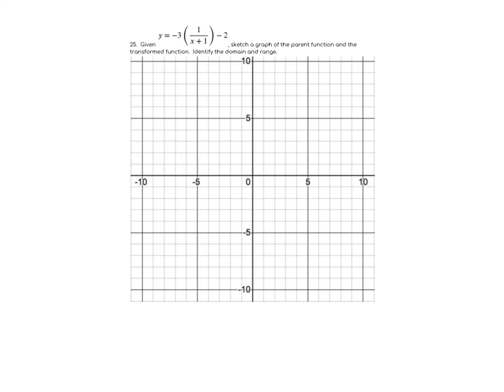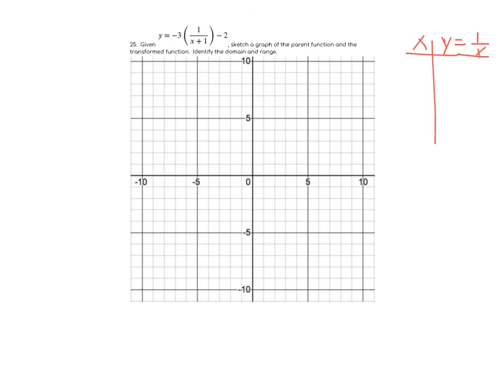Here we've got -3 times the quantity 1 over x plus 1, minus 2. Got a lot of different things going on here. The first thing I need to do is to identify what my mother function is. And if I've got 1 over stuff, this is going to be y is equal to 1 over x, which I think we called q of x.